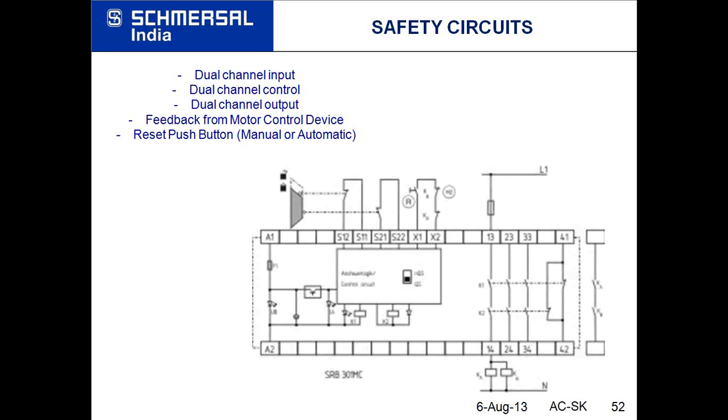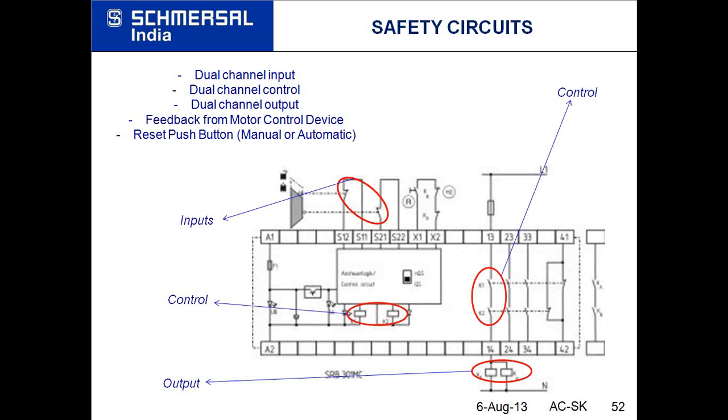Again, the same diagram of a safety relay, and we can see this is the input. This input can be from an emergency stop device, a door guard device, two-hand control stations, an enabling switch, anything related to safety, even safety light curtains. Then we have the control part, which is the safety relay itself, because it's a microprocessor, microcontroller based device. We have the output part, which is nothing but the drive or the contactor of the motor.